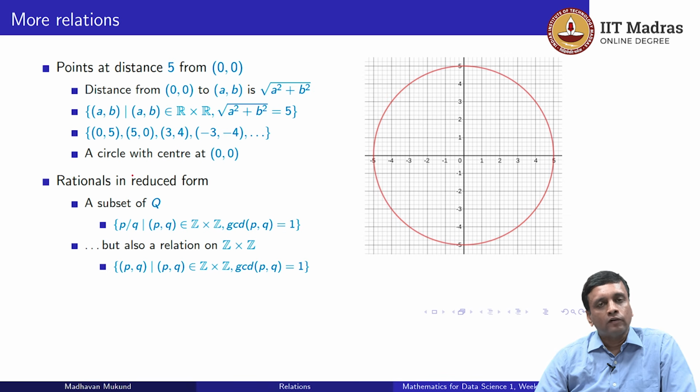But we can also think of this as a relation on integers itself. We want all pairs of integers. So every rational is really a pair of integers, the numerator and the denominator. And we want every pair of integers where the GCD is 1. That is, there is no common divisor.